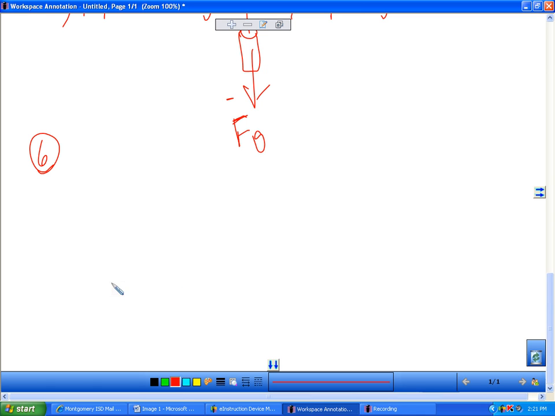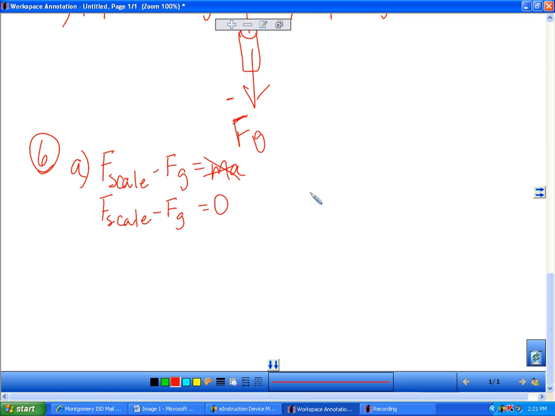A 50 kilogram woman stands on a scale inside an elevator that reads the force that the elevator floor pushes upward on the woman. What does the scale read when the elevator is stationary? Well, it's just going to register her normal weight because the force of the scale minus the force of gravity is equal to MA, and she's not moving, so that whole quantity goes to 0. So the force of the scale minus the force of gravity is 0, and you should be able to solve for the reading on the scale.